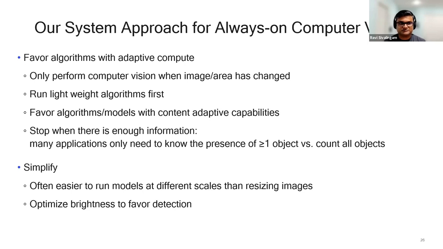Also, the features used by the algorithms themselves are optimized such that they favor detection at all kinds of brightness levels. So we can detect a face whether it's at 0 lux, 1 lux, or in extremely bright scenarios with adversarial lighting. And we'll show some sample images of that later.